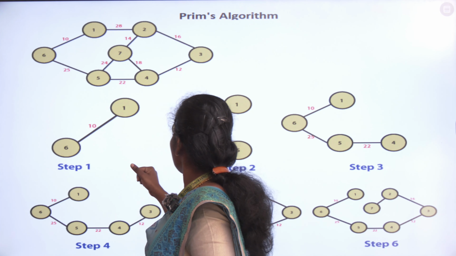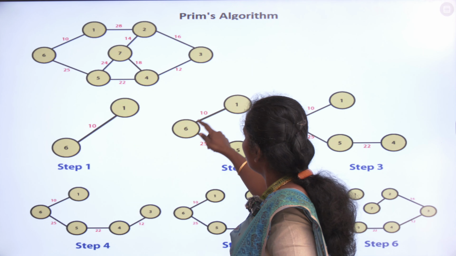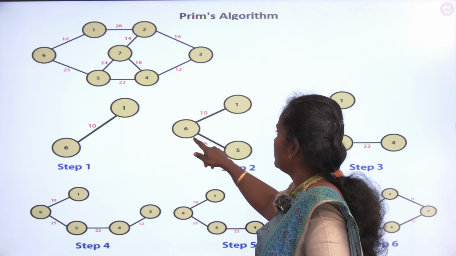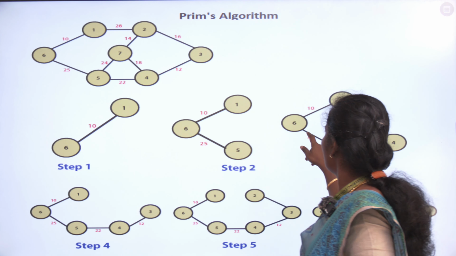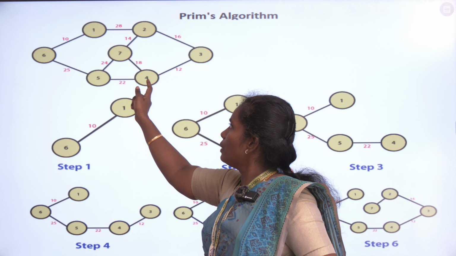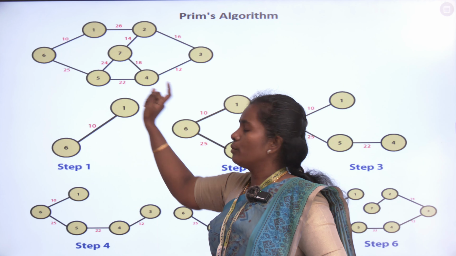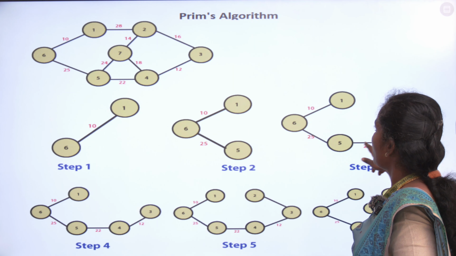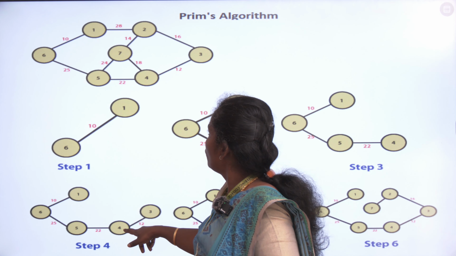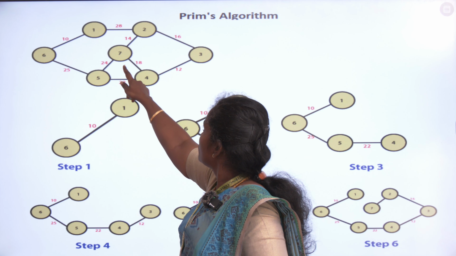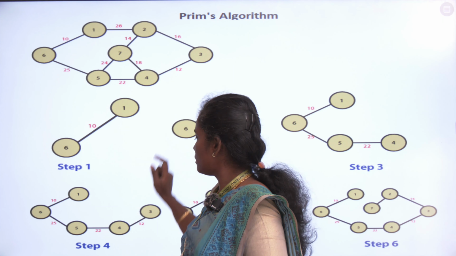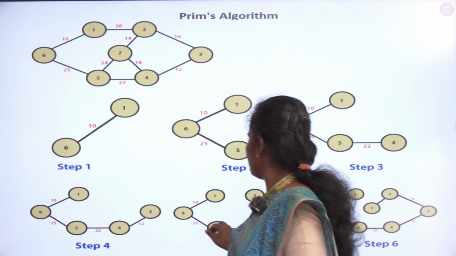And then next step, from 1 to 6 they are already visited. From 6 it can have only one path, 6 to 5. That is 25. Next I move from 5. From 5 it has two paths, 24 and then 22. Compared to 24 and 22, 22 is lesser. So I move to 22. That is node 4. Next from node 4, I can go to node 7 or node 3. Based on the values, node 3 is lesser. So I move from 4 to 3.